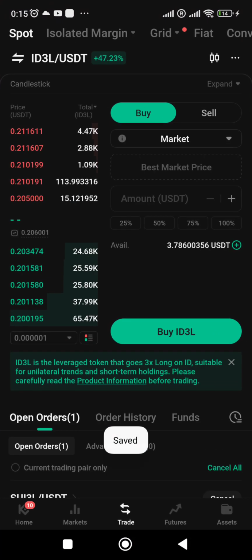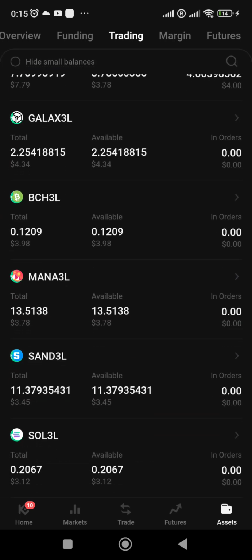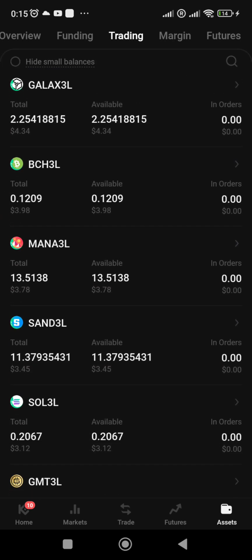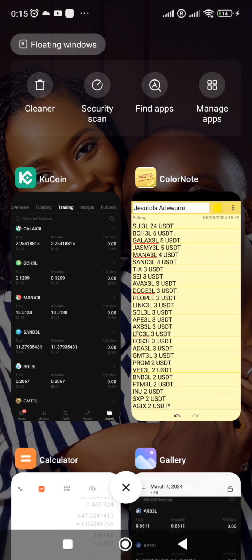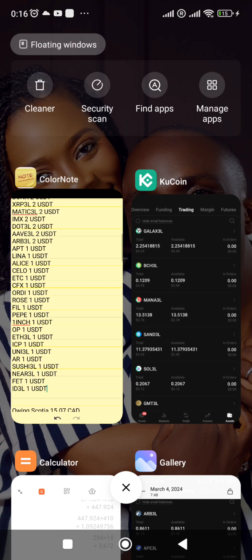Now I go back to assets, look for others. Gala is 4.34. How much have I invested in it? I've invested 5 USDT, so it's definitely still in loss. Is it low enough to buy more? If I've invested 5 USDT, at what value am I going to buy some more?